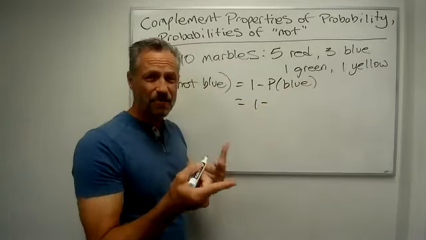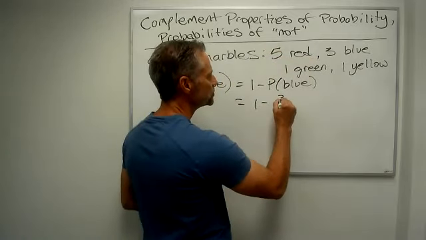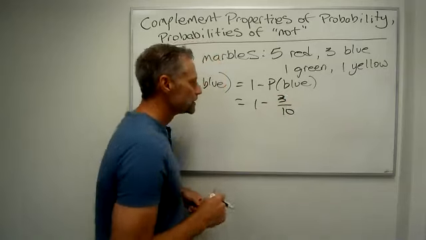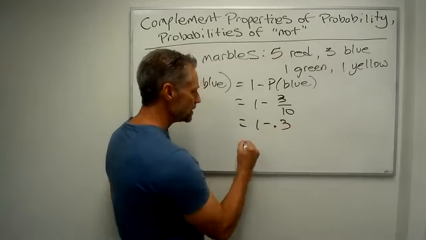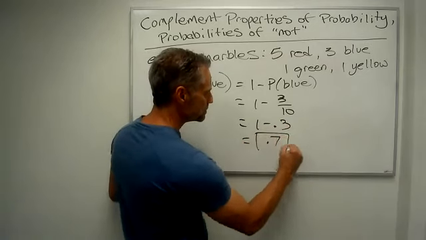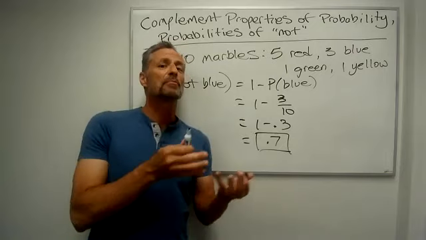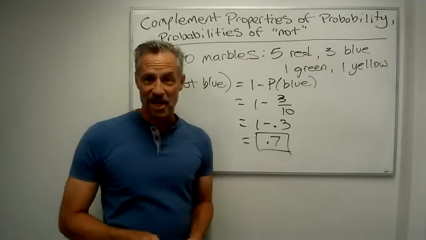1 minus, well, that's the F over N rule. There's 3 blues out of the 10 marbles. So the probability that it's blue is 3 out of 10. Well, 1 minus 0.3, that's 0.7. And it's actually as simple as that to find the probability of a complement. It's just 1 minus the probability that it does.